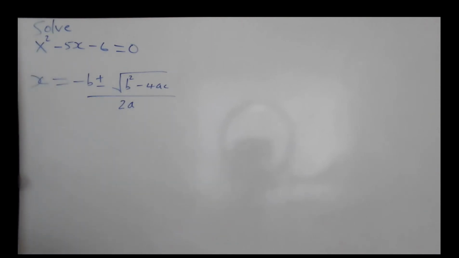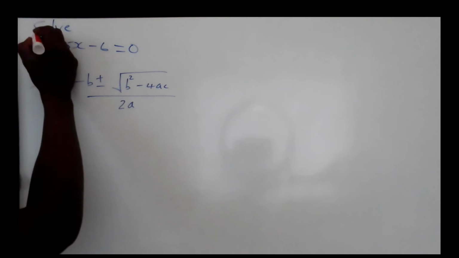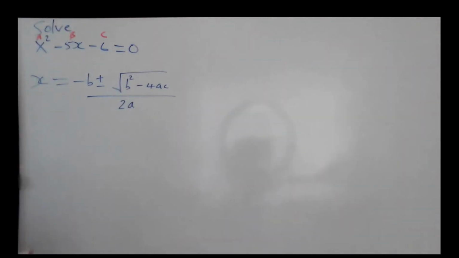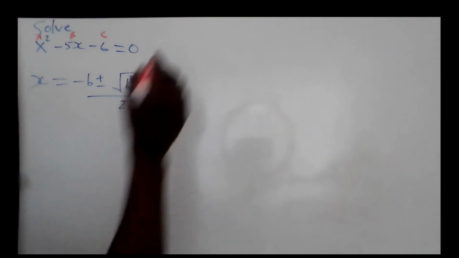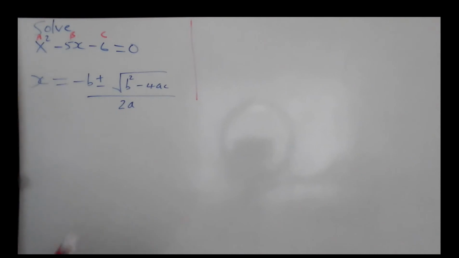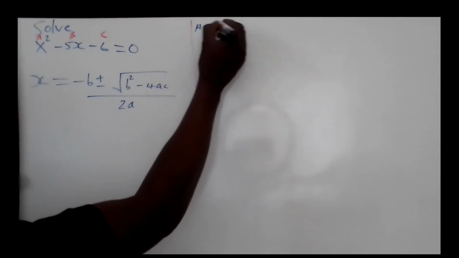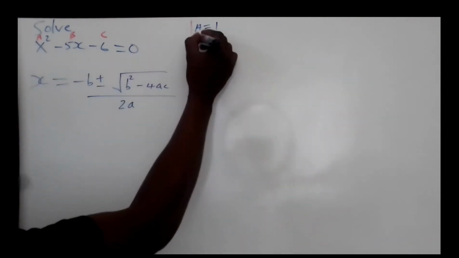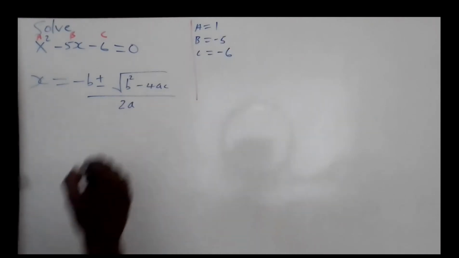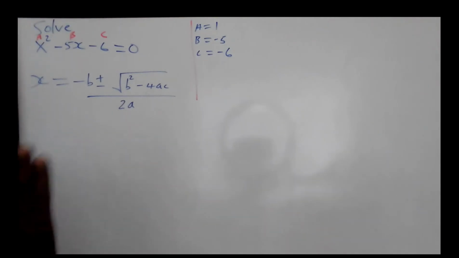Right? So now, I am going to label each term. So this term is A, this term is B, and this term is C. So we have A, B, C. Right? What I'm going to do now for rough work is to list the value for each term. X by itself is basically 1x. So we can write A equal 1, B equal negative 5, and C equal negative 6. So we know the value of each term.